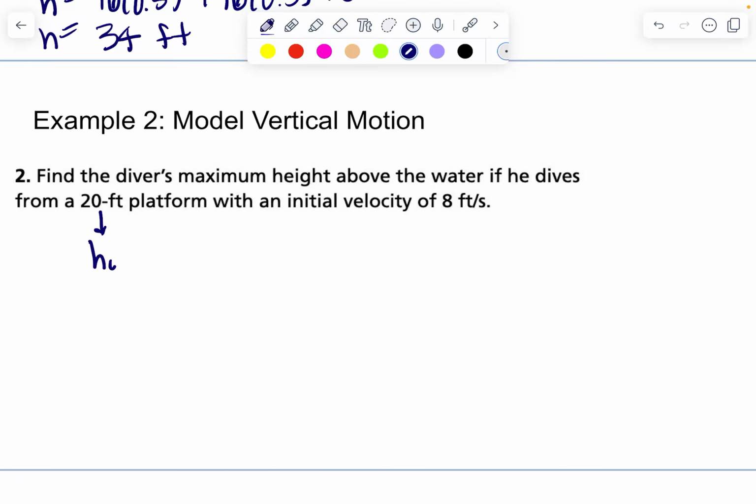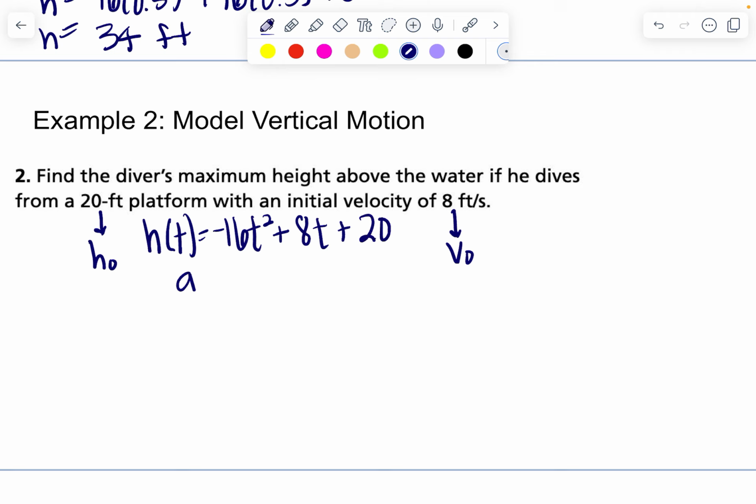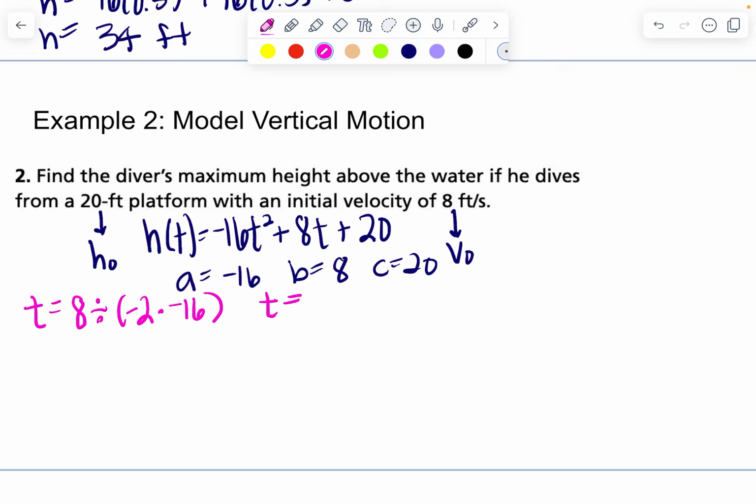This one says find the diver's maximum height if he dives from a 20-foot platform. So now our h sub 0 has become 20, and our v sub 0 has become 8. So now our new equation, h of t is negative 16t squared plus 8t plus 20. So our a is negative 16, our b is 8, our c is 20. We have to find time before we can find height. So b divided by negative 2 times a would give us 0.25.